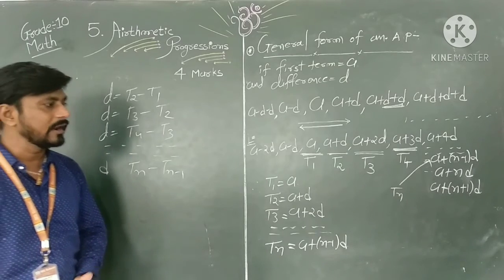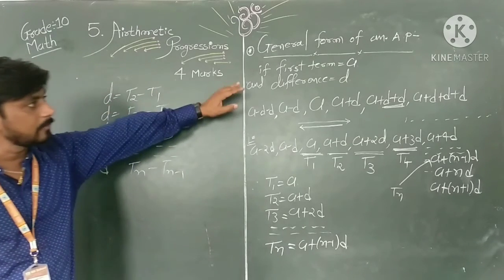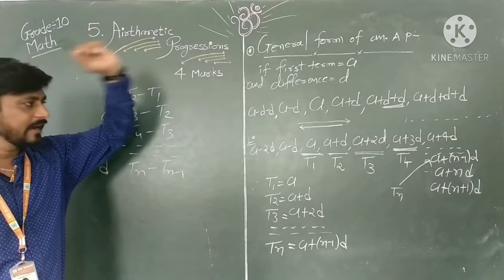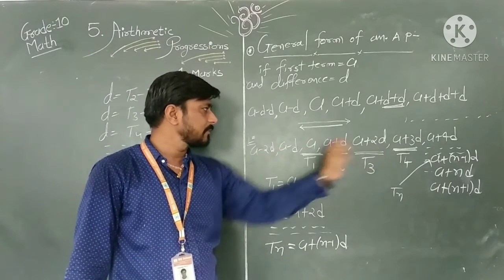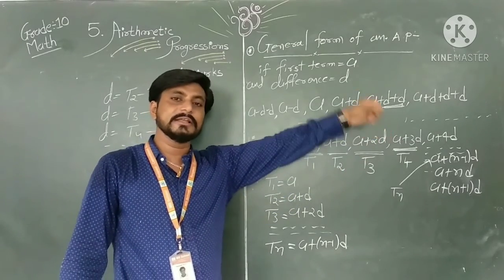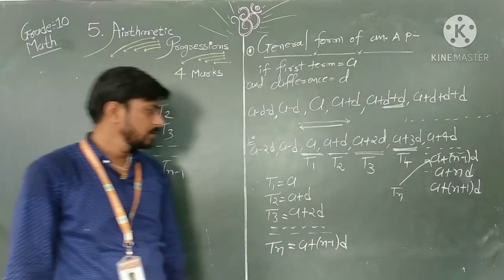Okay, I hope you all have understood what the general form of an AP is. Again, I repeat one last time, this is the general form: A, A plus D, A plus 2D, A plus 3D, up to so on, infinite. Okay, look.